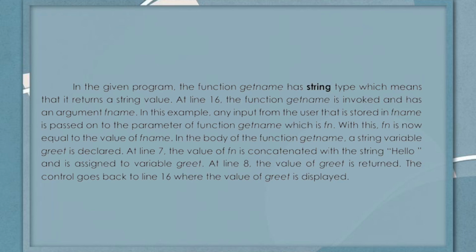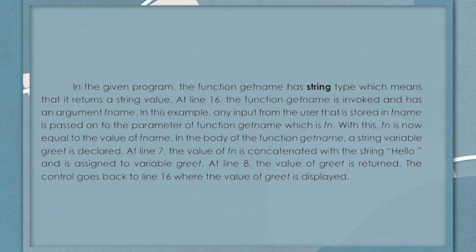At line 16, the function getName is invoked and has an argument fName. In this example, any input from the user that is stored in fName is passed on to the parameter of function getName, which is fn. With this, fn is now equal to the value of fName.